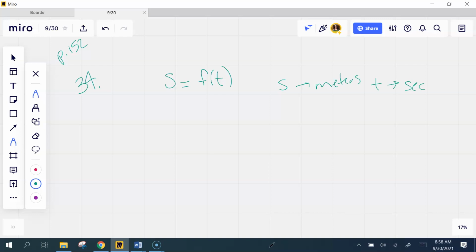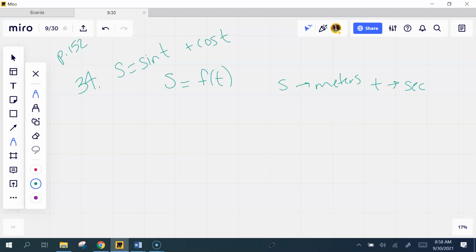Part A. It says s equals sine t. I decided to do the plus cosine. It's just saying that it's a function. s equals sine t plus cosine t.